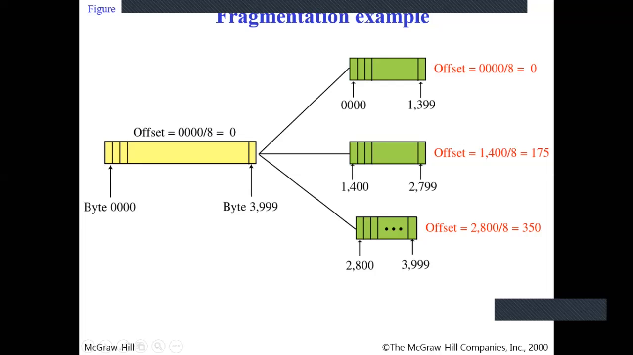Like 1400 is the starting of the second fragment, and 1400 divided by 8 equals 175, which shows the relative position of the second fragment in a specific datagram. Clear? When you multiply this offset value 175 by 8, we get the 1400 position. That means 1400 is the starting of the second fragment.